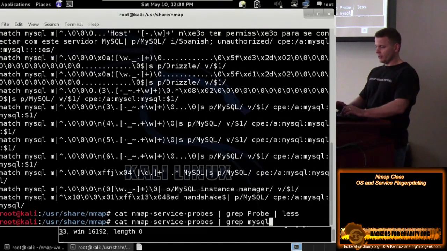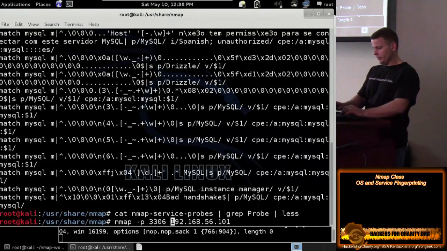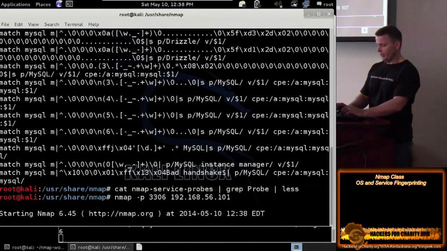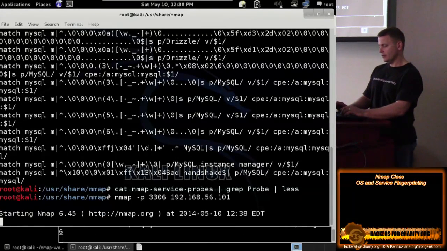All right, so we'll bring our version back up again. Earlier we had done an Nmap on 192.168.56.101, and we hit port 3306. That was the MySQL. See if that machine is still listening.